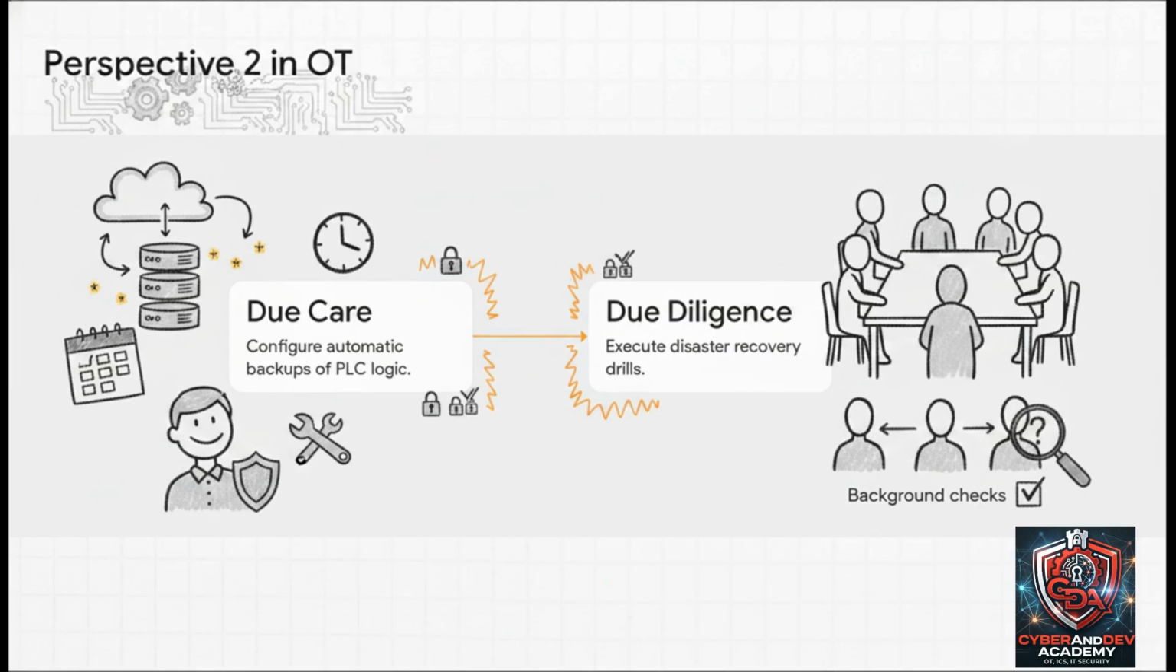Now applying perspective two to that same OT environment. Establishing a baseline to survive something like ransomware means setting up automatic, offline, nightly backups of your logic configurations. That initial setup is due care. But how do you know those backups actually restore properly? That's where due diligence kicks in. It's running regular tabletop disaster recovery drills, testing the restore process, and continually doing background check reinvestigations on the control room operators. You're constantly verifying the safety.